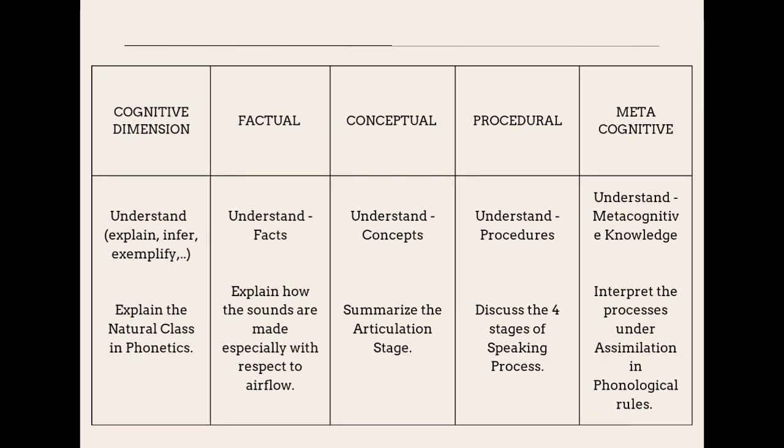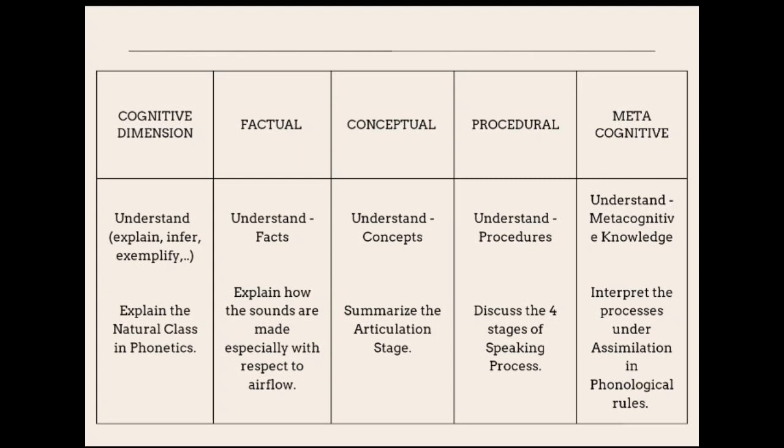The next subcategory of the cognitive dimension is understand. Understand means explaining, translating, interpreting, discussing, describing, defining, reporting, or projecting something also regarding the topic being discussed. So the learning objective for this level is to explain the natural class in phonetics. So the students will be able to explain the natural class in phonetics based on their understanding of our topic.